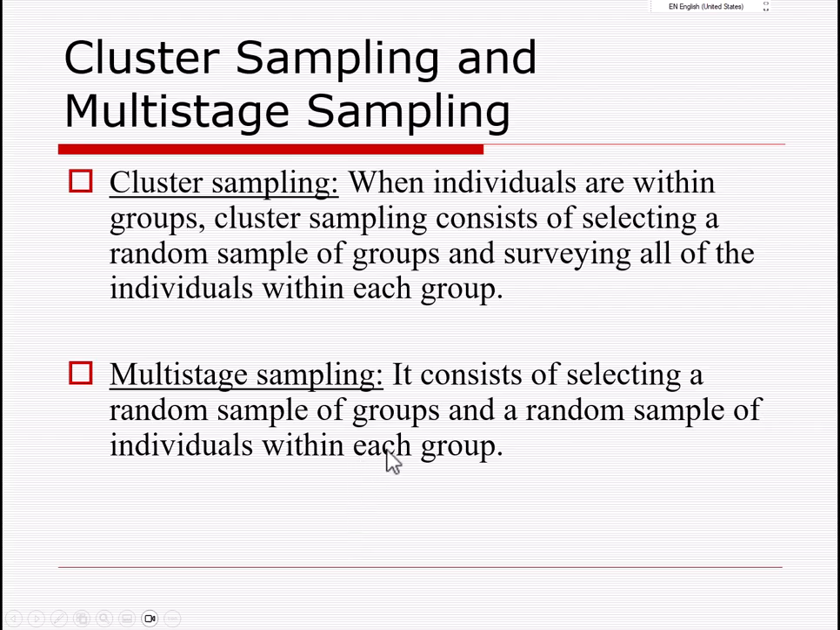Cluster sampling is less precise than stratified sampling because your standard errors will be larger and the margin of error also will be larger. But it's more efficient for dispersed populations and cost effective.